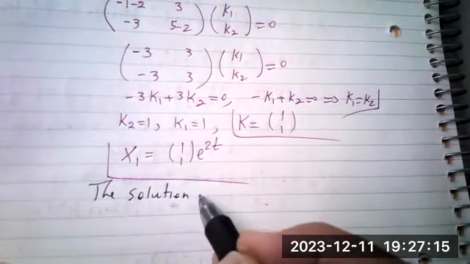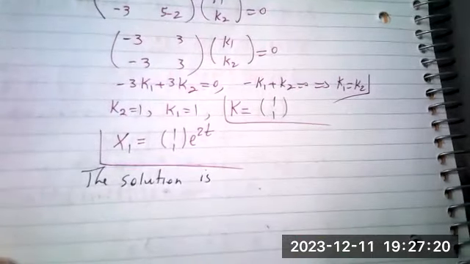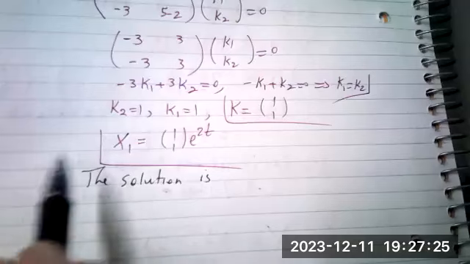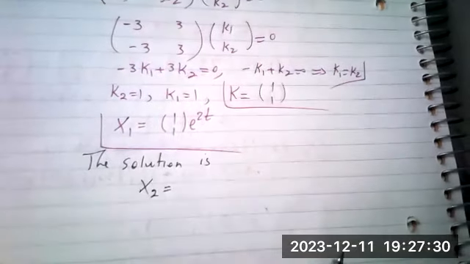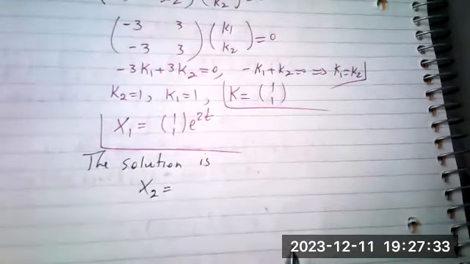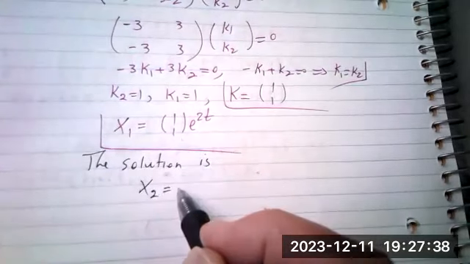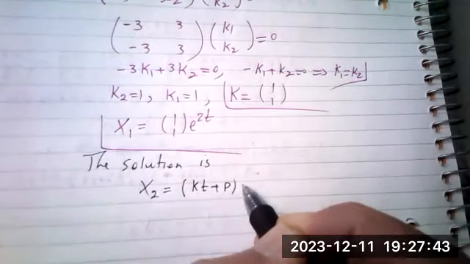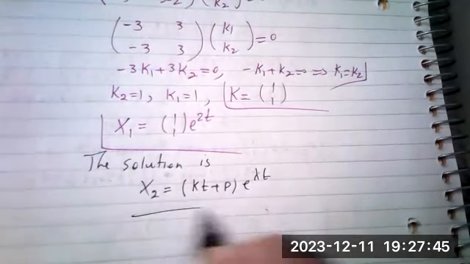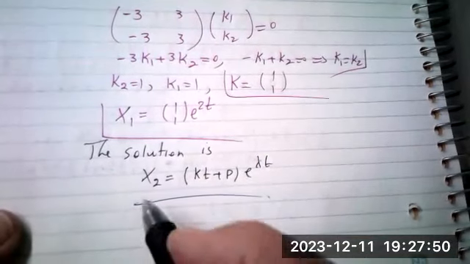Okay, remember the second solution is going to be what? You have to introduce a vector P, so the second solution would be x2 equal to, you find that k that we talked about, it's kt plus p, if you like, times e to the lambda t. We have to find the p.